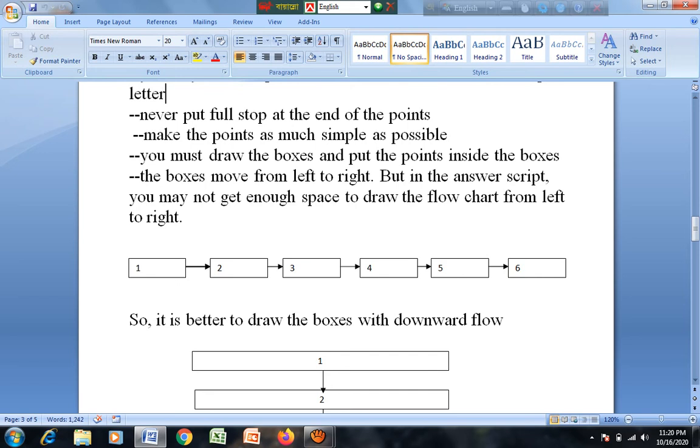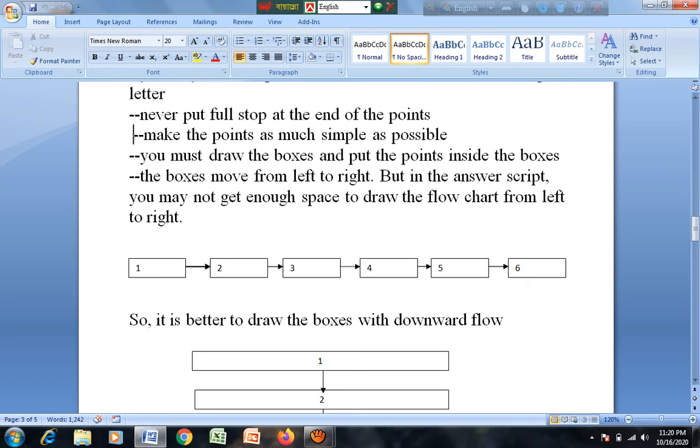Just remember learners, never put a full stop at the end of the points, as the point is not a complete sentence. It is a fragment only, either a word or a phrase. So you are advised not to put the full stop marks at the end of the points.